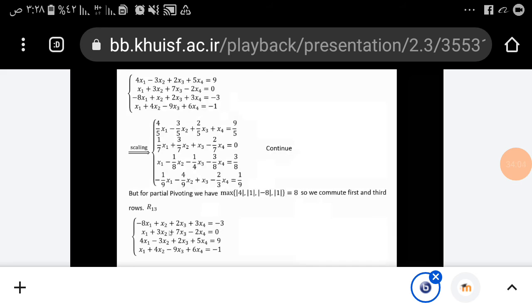So we change the first and third rows. Minus 8 plus 2, x2 plus 2, x3, 3, x4 equals minus 3. Go to the first row. The second row is the same. And the third row will be the first row that was in the first step.